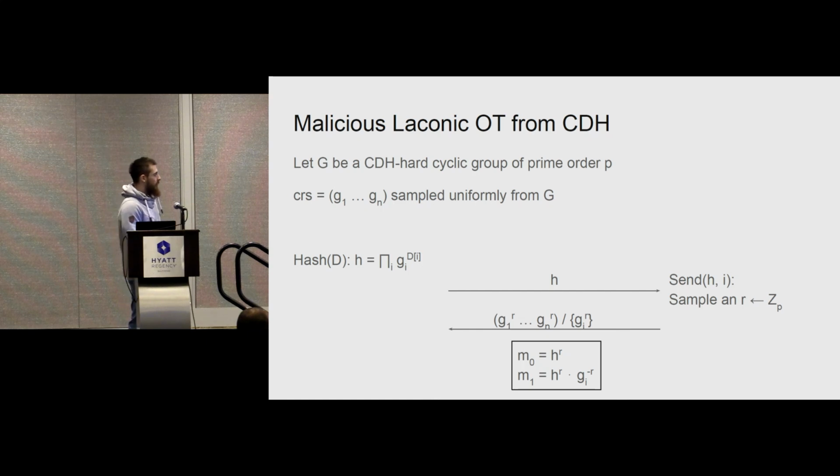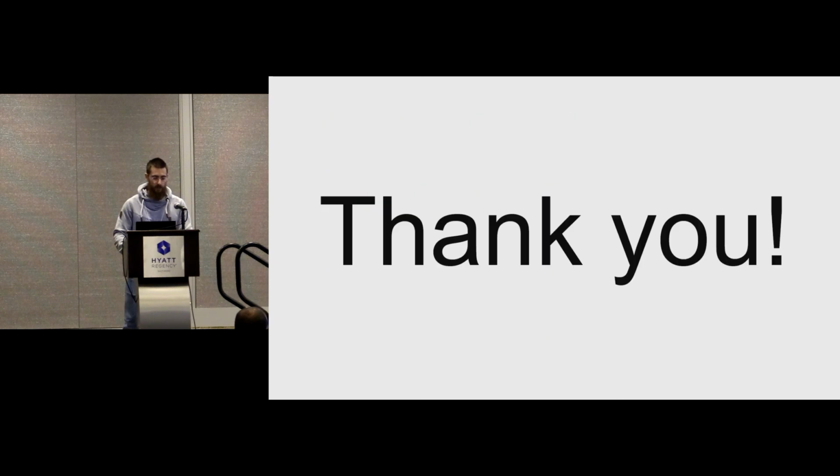And now you can see that the party on the left will be able to recompute M0 defined by H to the r, by computing the correct subset product. If i was 0, that means that the element was not there. And H to the r divided by g_i to the r if i was indeed part of the set. So by just taking the same subset product, the party on the left is able to reconstruct the correct message. And you can easily show that breaking the security would imply an attack against the computational Diffie-Hellman assumption. Okay, so that's all I have to say, and I'm happy to take questions.